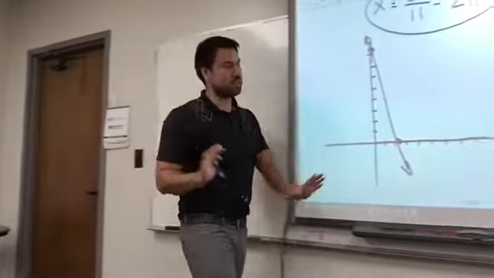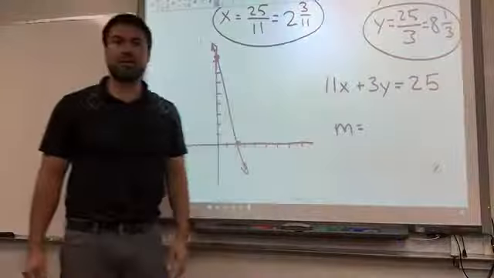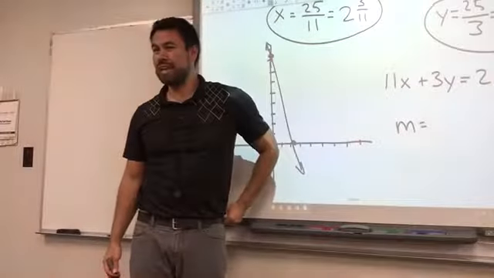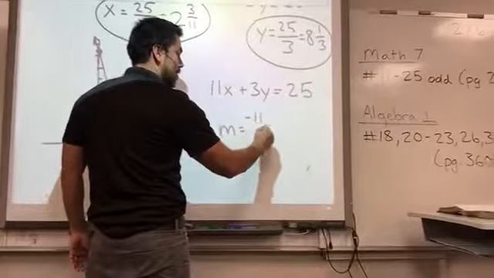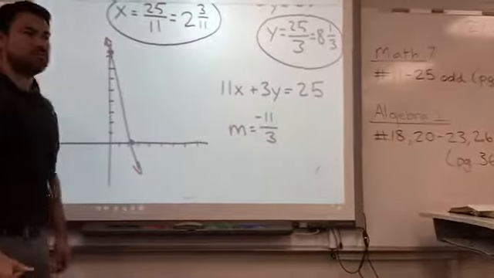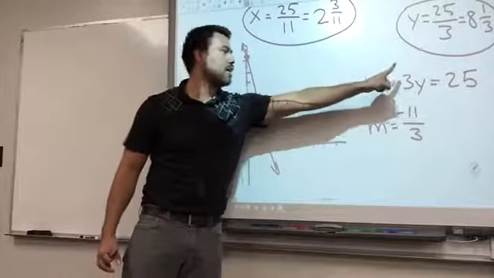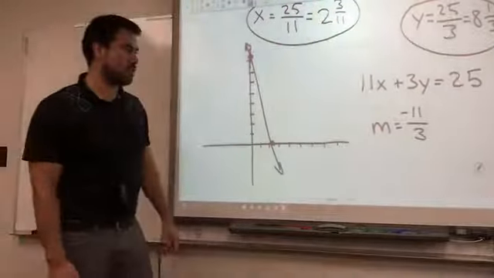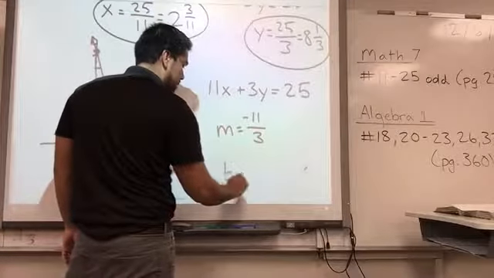Oh, okay. So you're thinking it's just the number in front of x, but if this is standard form, it's a little bit more complicated. Do you remember negative A over B? So negative 11 over 3 is the slope. Right? From standard form, it's the opposite of A over B. Negative 11 thirds.